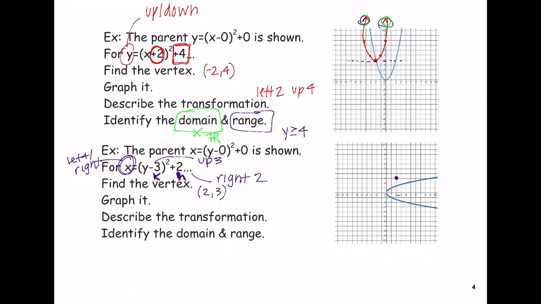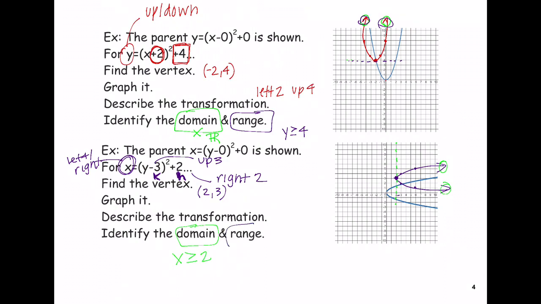We then graph it using our same pattern, over 1, up 1, over 1, up 3, over 1, up 5. We mirror that across our axis of symmetry, and we have just graphed our quadratic function. When we identify the domain or our x values, our smallest x value is positive 2. Our largest x value is going to infinity, so we want to say x is greater than or equal to 2.